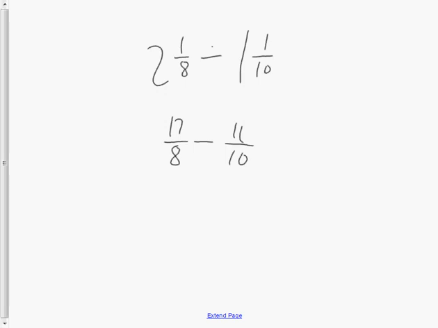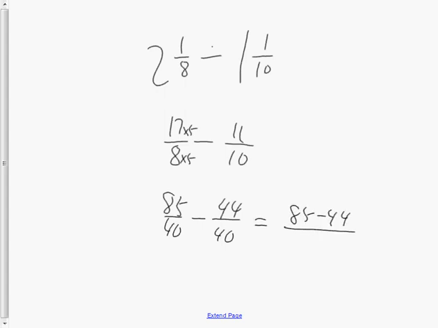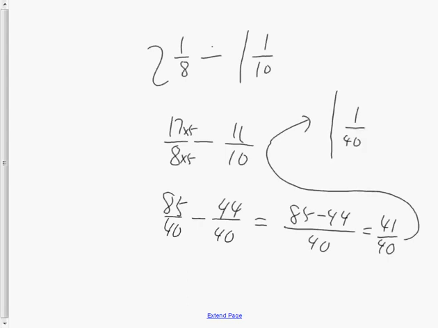Then you think of your common denominator. In this case, 40 is the first one they share, because 8 times 5 is 40. 17 times 5 is 85. So 85/40ths is the same thing as 17/8, which is the same thing as 2 and 1/8. Take away 44/40ths, which is the same thing as 11/10, which is the same thing as 1 and 1/10. Now that you have a common denominator, simply subtract your numerators, keep your denominator, and you get 41/40ths. The last thing you want to do is rethink that as a mixed fraction, which will be 1 and 1/40th.